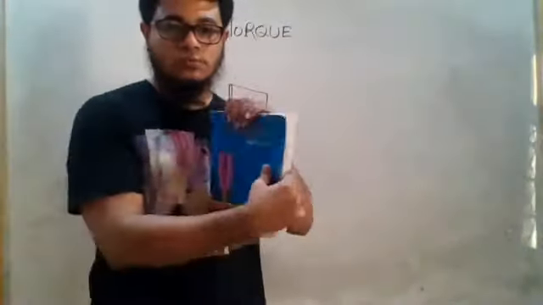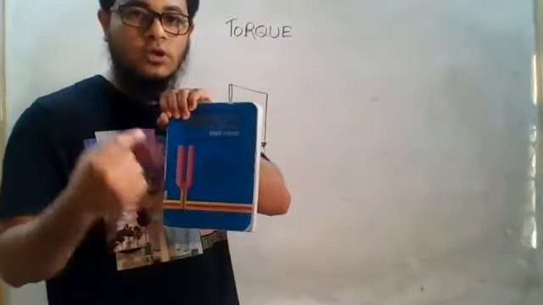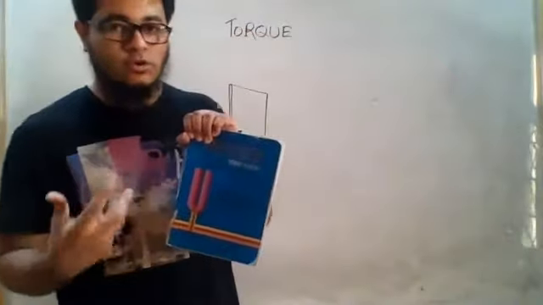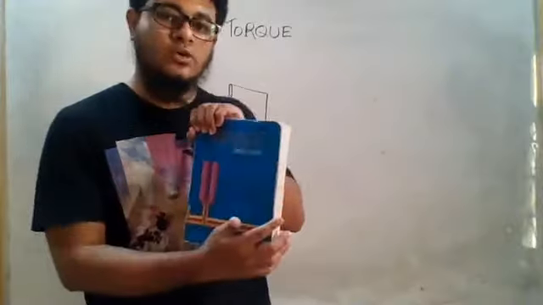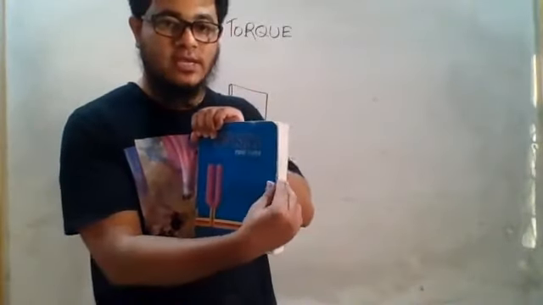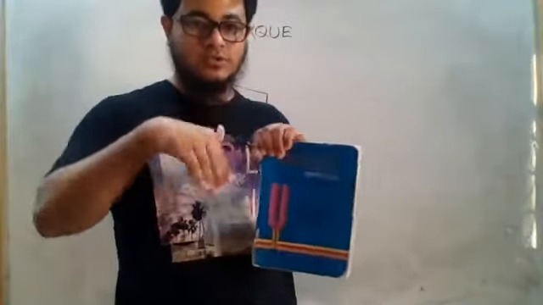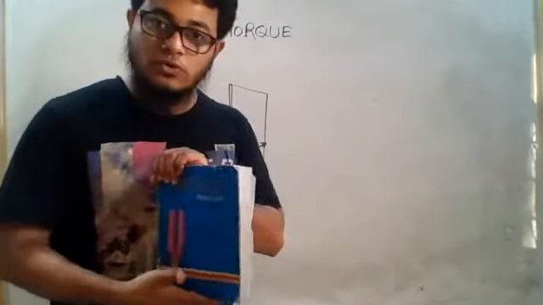If this is the door, this side is fixed. So if you want to rotate the door, what will we do? We do not want to give more force. Like human nature, we want to do more work with less effort. If we want to rotate it more with less effort, then what do we have to do? We have to apply the force at the edge. So as a result, it will rotate. So the maximum amount of angular acceleration will be produced.